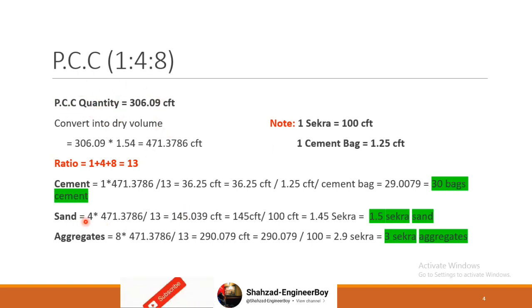Now for sand, sand has contributed 4 parts out of 13, so 4 divided by 13 multiplied by the quantity you get here. This will give you 145.039 cubic feet, or 145 cubic feet. As we also know, 1 secra is equal to 100 cubic feet.